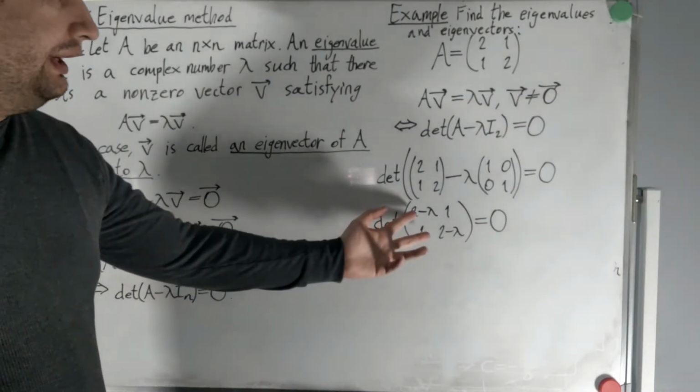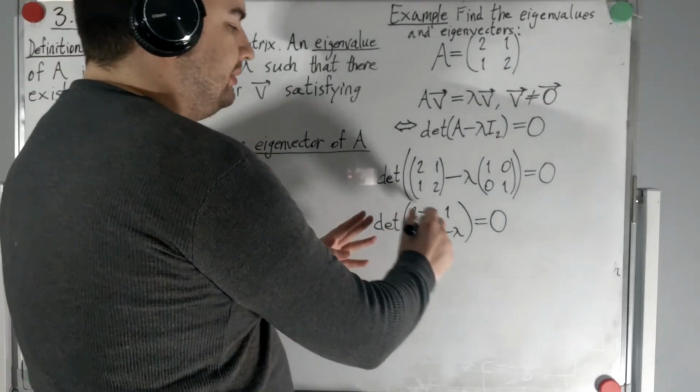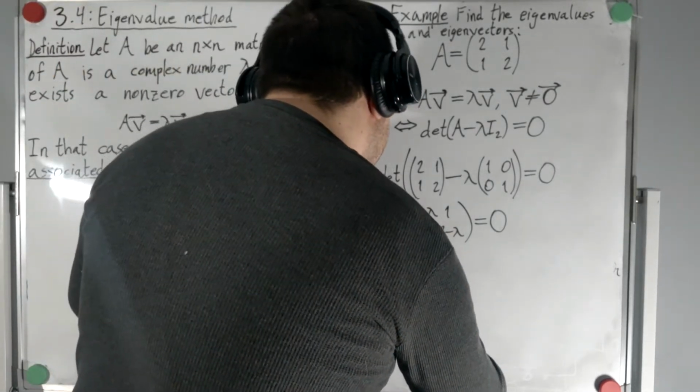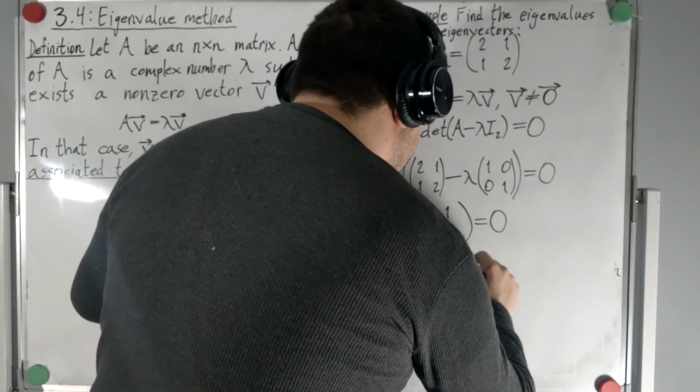Okay, so now we need to take the determinant of this 2 by 2 matrix. You multiply it through, you get (2 minus lambda) squared minus 1 times 1 equals 0.